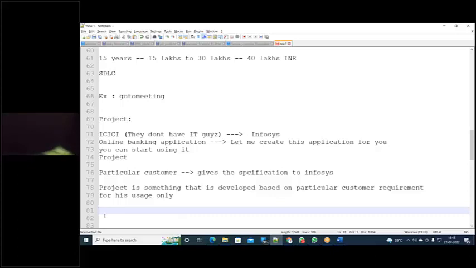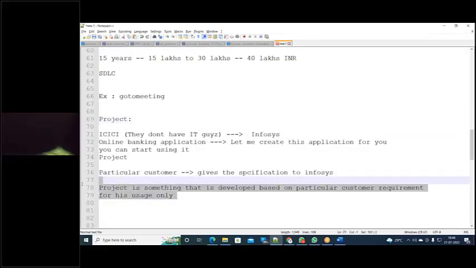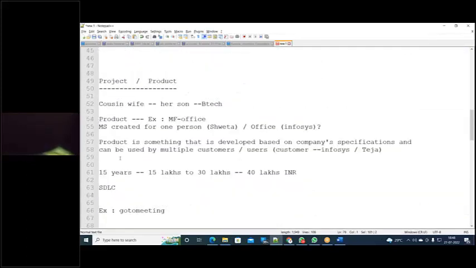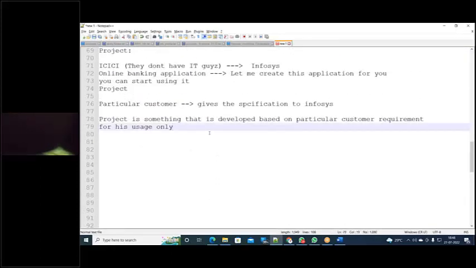Wonderful. So any questions so far, guys? Again, I will share this document with you, and these kinds of definitions, please note them down. Maybe you can write them down somewhere. It is very useful. I'm assuming that you don't have questions. Let me move forward.